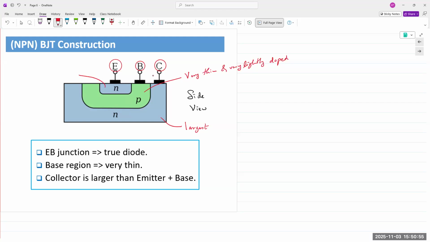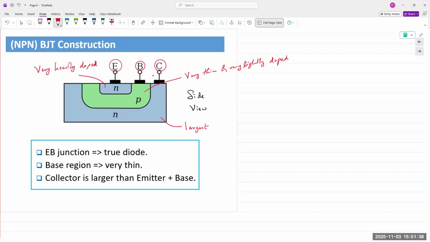And then lastly, we have the emitter. If you are looking at it from the top, you have the collector. Inside the collector, we have the base. And inside the base, we have the emitter. Now, the emitter, as a two-dimensional structure, looking at it from the top, is encapsulated within the base. However, it is very heavily doped. So there's an excess of charge carriers in the emitter.